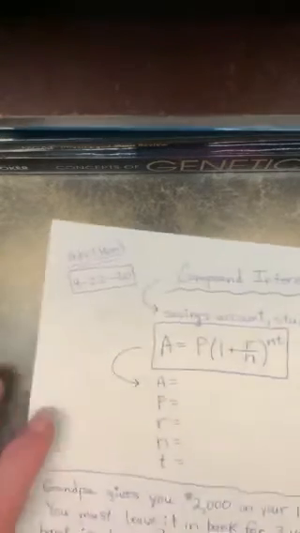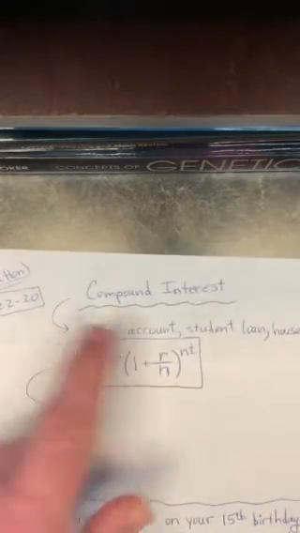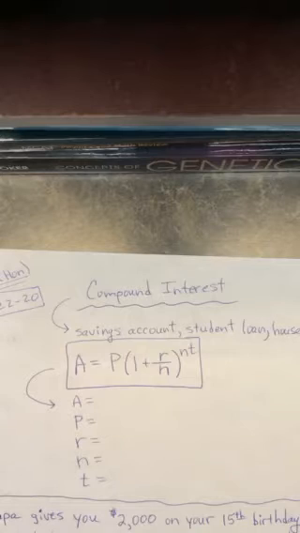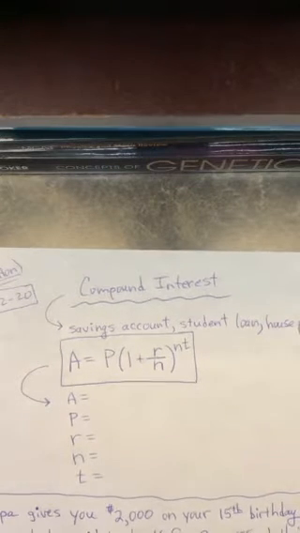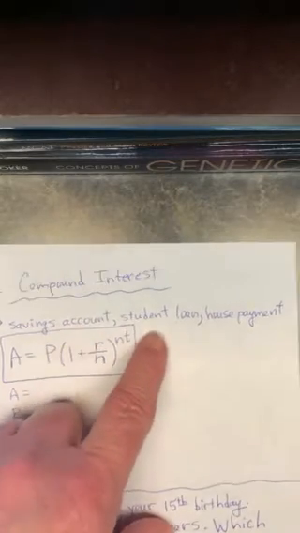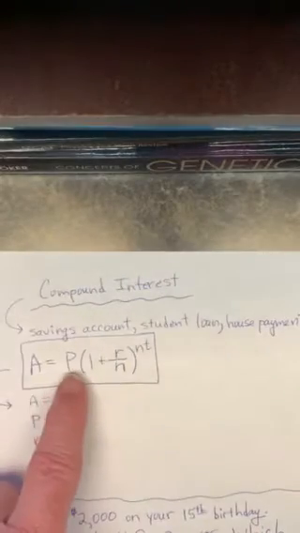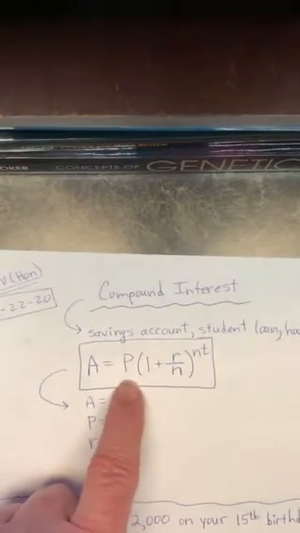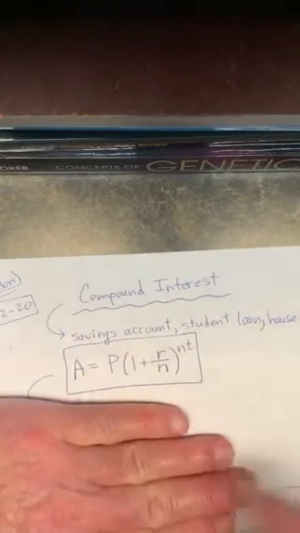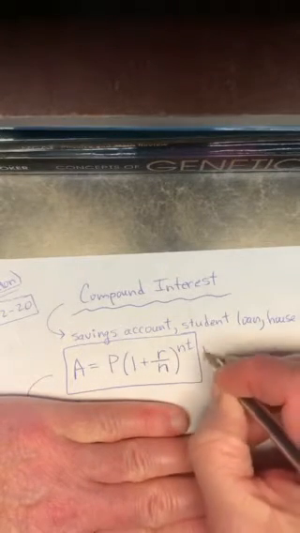So for today's title, again, top left corner, Wednesday, April 22nd, put compound interest at the top. I would go ahead and write down like savings account, student loans, house payments, things like that. This is where you're going to use the following important formula. Now, for now, go ahead and put it in a box and kind of highlight it. If you want to put a big star by it, that's fine.